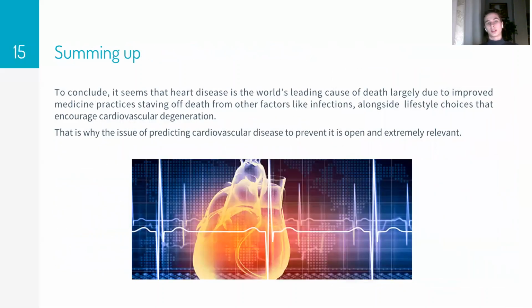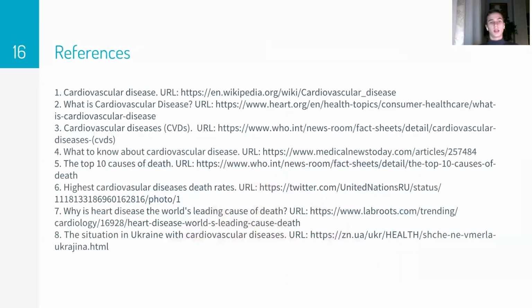So I want to show you the summing up. To conclude, it seems that heart disease is the worst leading cause of death, largely due to improved medical practice reducing deaths from other factors like infections, alongside lifestyle choices that encourage cardiovascular degeneration. That's why the issue of predicting cardiovascular disease to prevent its onset is extremely relevant. And now I want to show you the references on which this presentation was based.